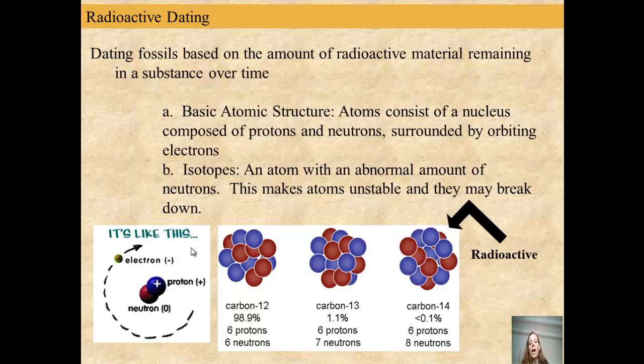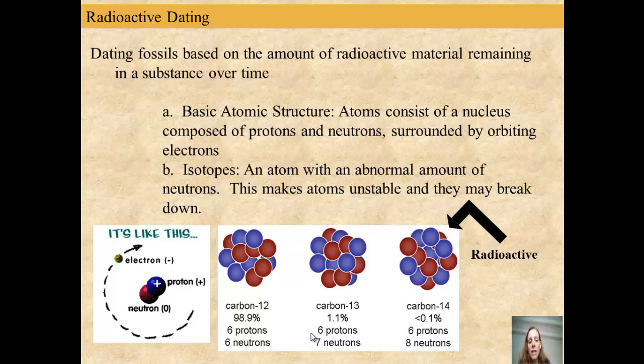Now, isotopes are atoms with an abnormal number of neutrons. This makes atoms unstable and they may begin to break down. So in a stable atom, there's an equal number of protons to neutrons. In an isotope or an unstable atom, there is an uneven number of protons to neutrons. So when we look at carbon-12, it is a stable atom because it has 6 protons and 6 neutrons.